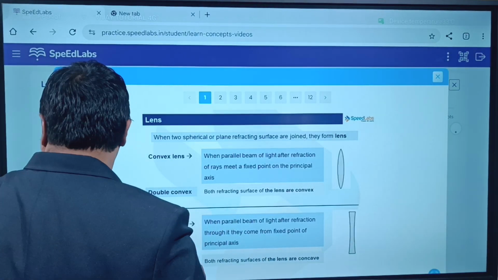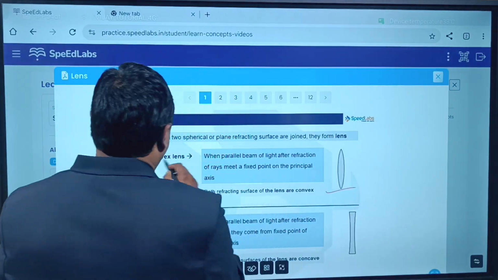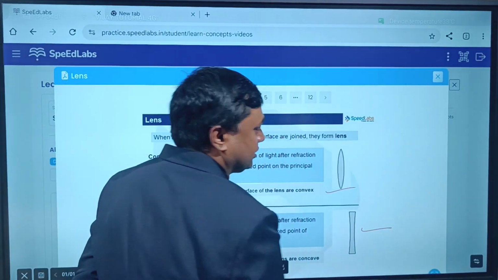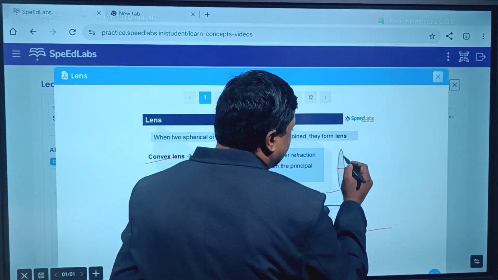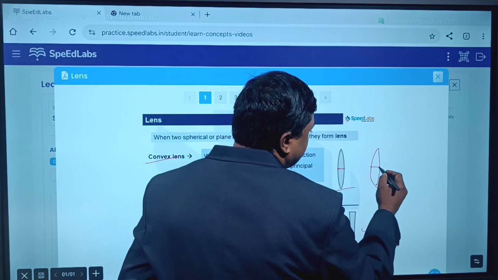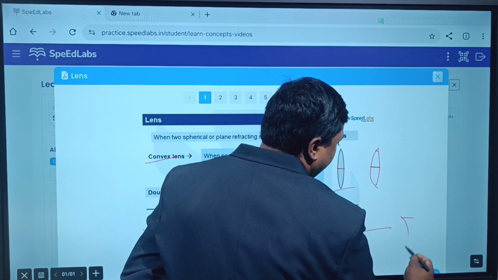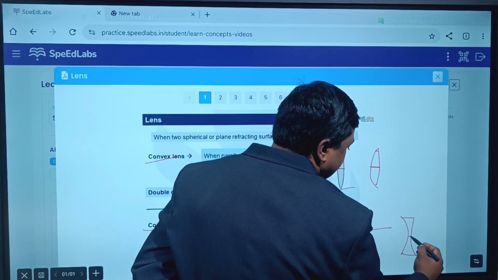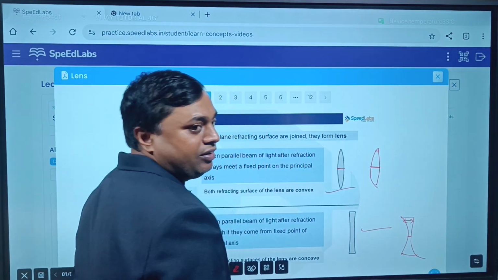So you can see this is a convex lens. This is a convex lens, and this is a concave lens. What is a convex lens? A lens which is thick in the center and thin at the edges. You can see this convex lens is thick at the center or middle and thin at the edges. Whereas the lens which is thin at the center and thick at the edges is called a concave lens.